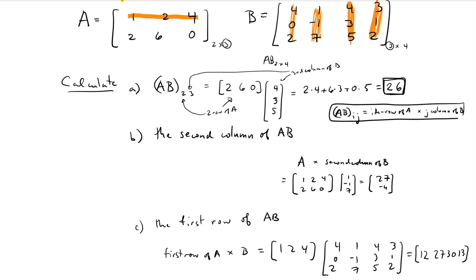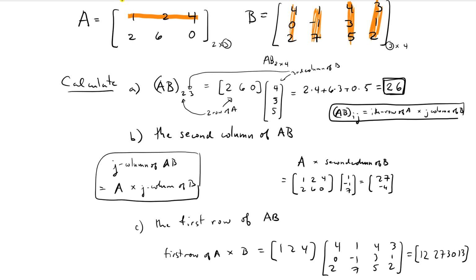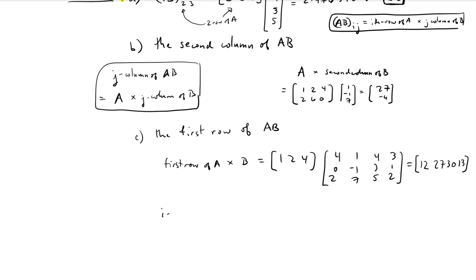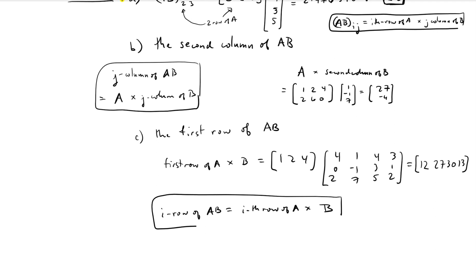Okay, I hope you see the pattern that emerges from this. If I want the jth column of AB, I'm going to have to multiply A times the jth column of B. That's the formula that comes out of this. And if I want the ith row of AB, it's going to be the ith row of A times B. So these are three shortcuts if we want just part of the product.